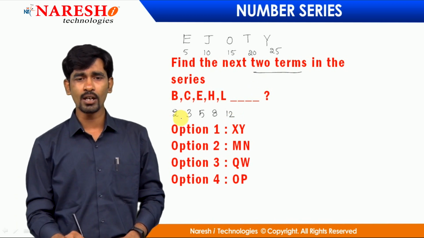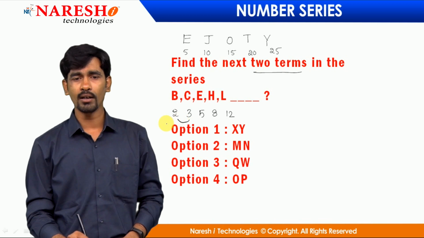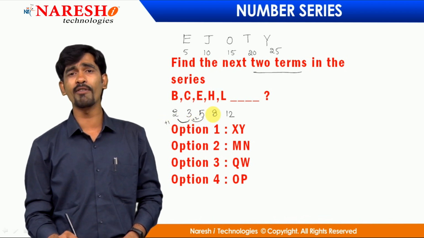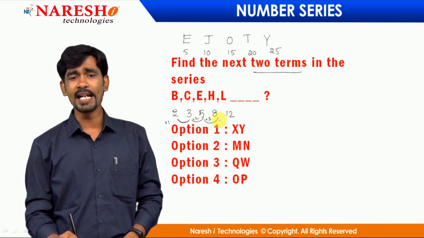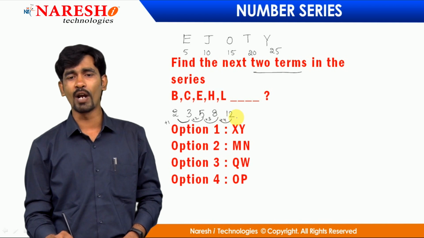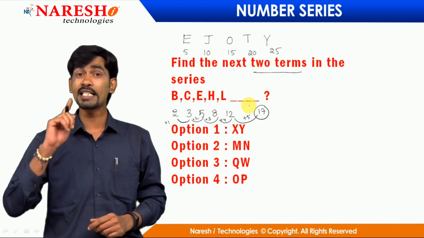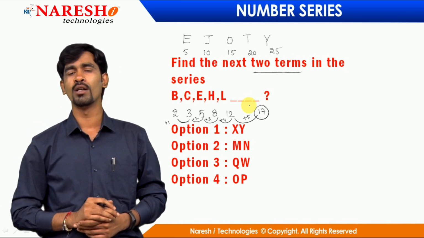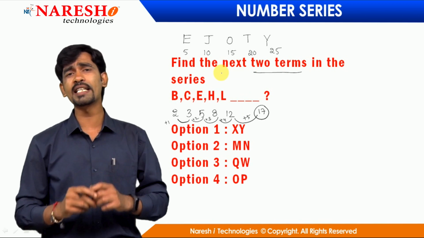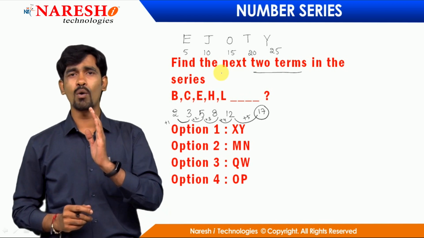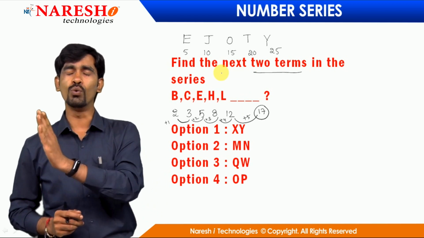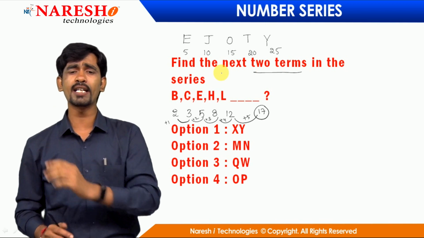You can see that 2 plus 1 is 3, 3 plus 2 is 5, 5 plus 3 is 8, 8 plus 4 is 12. So 12 plus 5 should be the next term. What is 12 plus 5? That gives a result of 17. What is the 17th alphabet? I have to find out. Using EJOT, 15 indicates O. So O, P, Q. 16 is P and 17 is going to be Q.